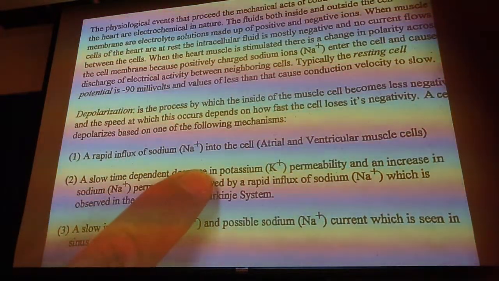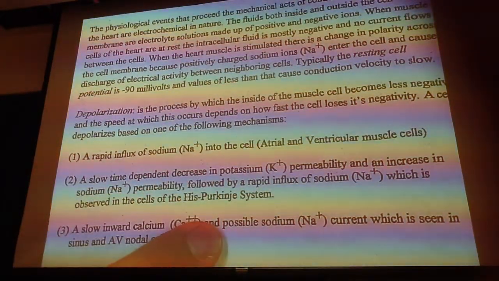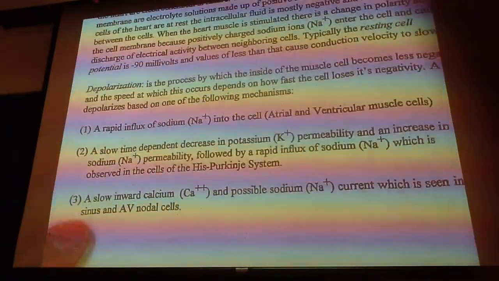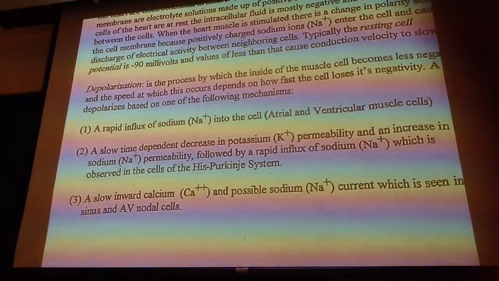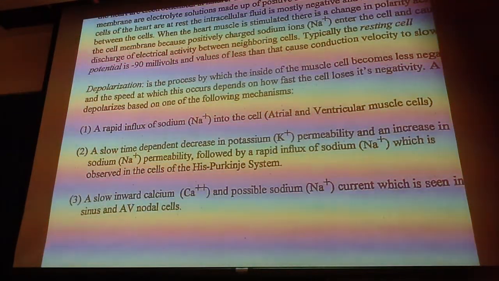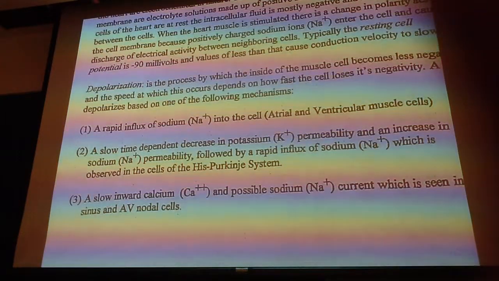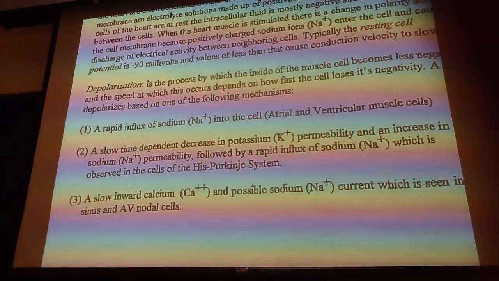So this is the sodium-potassium exchange. And then in the AV system, we also now have another electrolyte, calcium. Okay. Calcium is thrown in there. Does anybody know why calcium is thrown into the AV node?